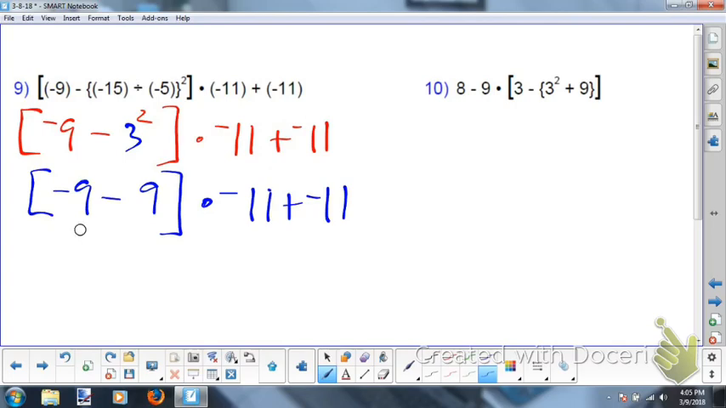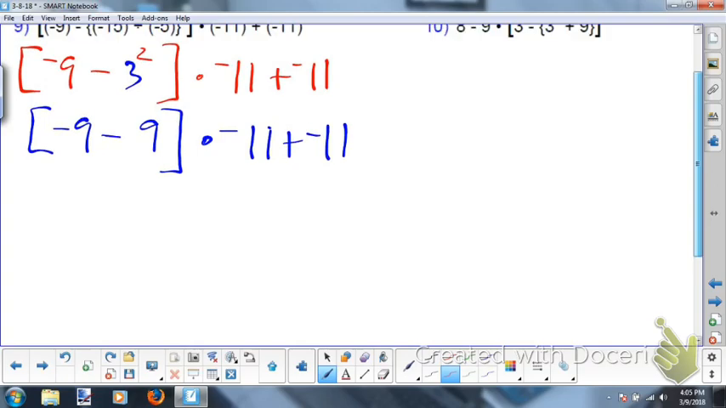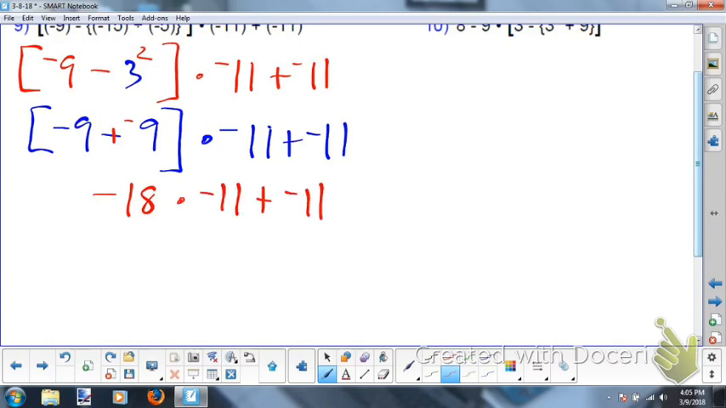Let's see if I got this straight. Negative 9 minus 9, because my brain is thinking 0, but I better make sure on this. But I still have to solve this first. So, I'm going to move this down a little bit here so I can concentrate on what I'm doing. All right, so here I'm going to add the opposite, and then it's like, oh, negative 9 plus negative 9. That's negative 18. So I have negative 18 times negative 11 plus negative 11. Okay, well, this is making sense. So now I want to do the multiplication here first.